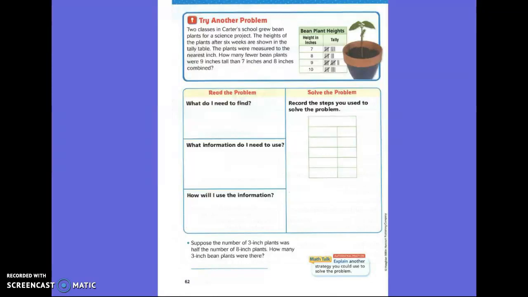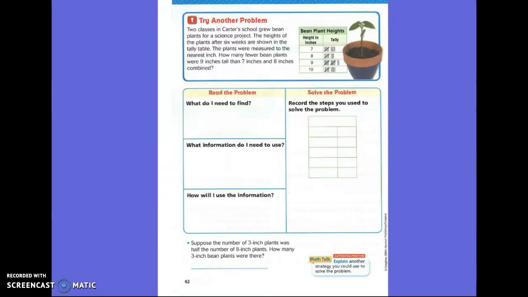Okay, now let's try the other problem. I've already asked you to turn your page, so you need to be listening. Let's read the problem. 2 classes in Carter's school grew bean plants for a science project. The height of the plants after 6 weeks are shown in the tally table.